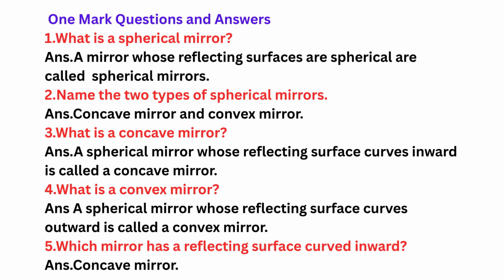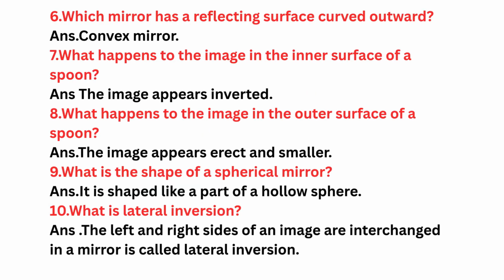Question number 4. What is a convex mirror? Answer. A spherical mirror whose reflecting surface curves outward is called a convex mirror. Question number 5. Which mirror has a reflecting surface curved inward? Answer. Concave mirror. Question number 6. Which mirror has a reflecting surface curved outward? Answer. Convex mirror.